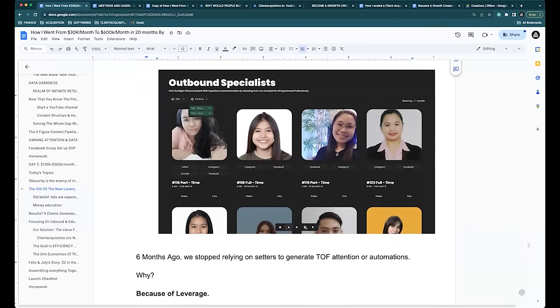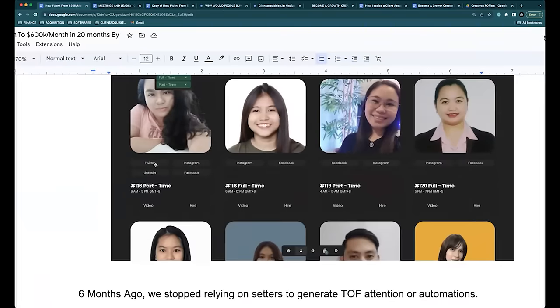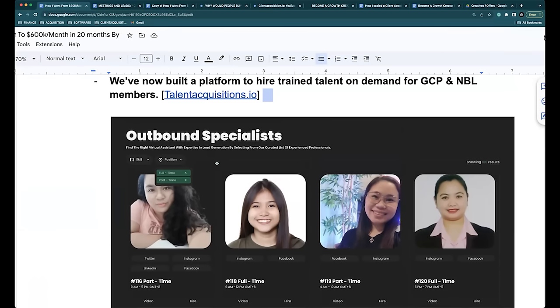You guys can see it here. You literally have hundreds and hundreds of trained setters. You can see where they're trained. Some of them are trained on Twitter, Instagram, LinkedIn, Facebook. You can look at their video to see them introduce themselves. You have others who are Instagram, Facebook. You can see if they're part-time. You can see if they're full-time.